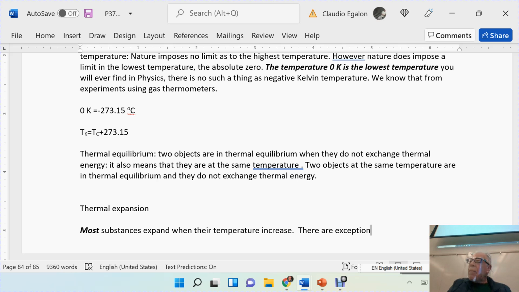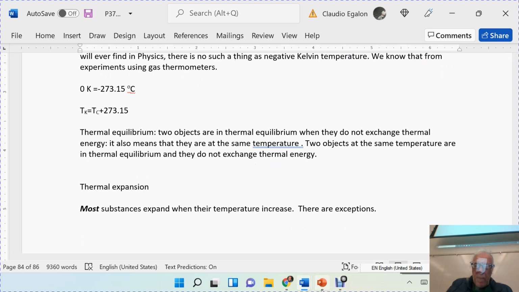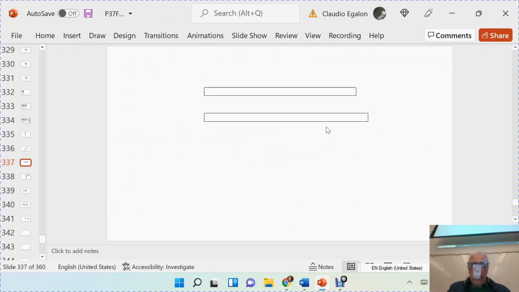And it's good that water behaves this way. It's because of this behavior that we are here today. If water didn't behave this way, maybe we wouldn't be talking here. There are exceptions, but so what does it mean? We have, for instance, a bar. We increase its temperature, the bar is going to expand.